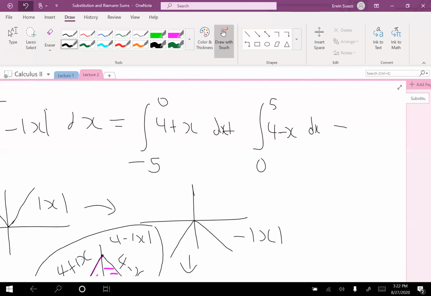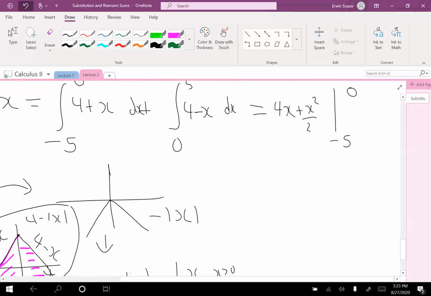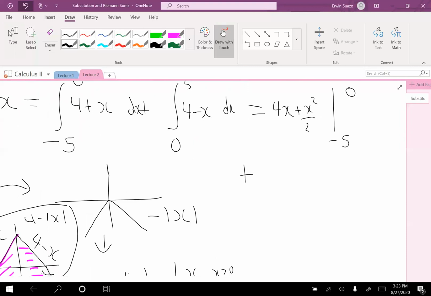So now I do the first one. What is the antiderivative of 4 plus x? What is the antiderivative of 4? 4x, right? What is the antiderivative of x? x squared over 2. And that one is between minus 5 and 0. Plus 4 minus x. What is the antiderivative of 4? 4x. And what is the antiderivative of minus x? Minus x squared divided by 2. And this is between 0 and 5.